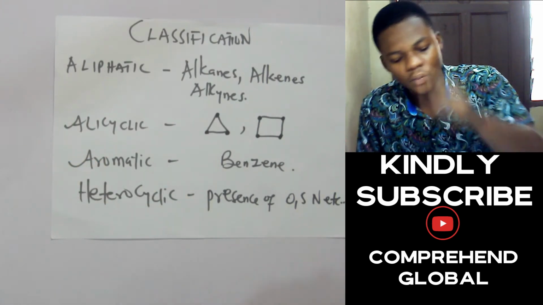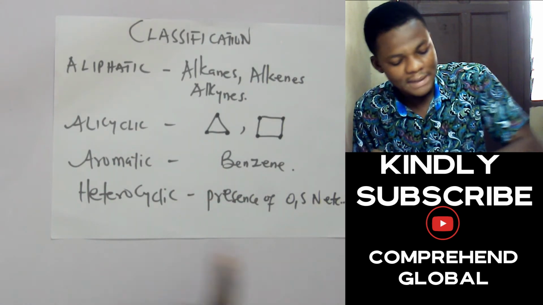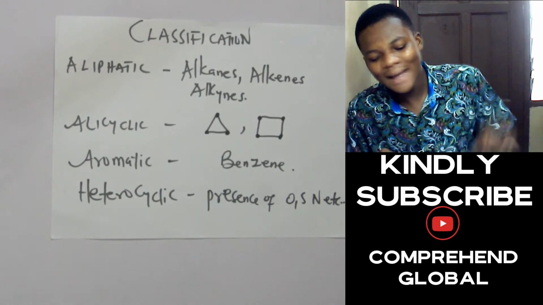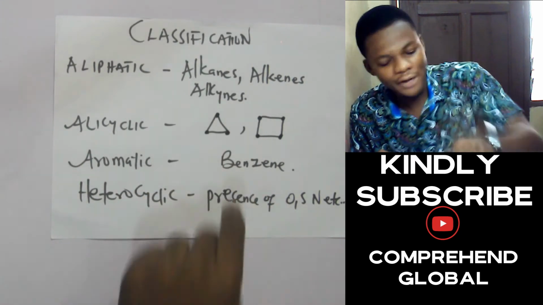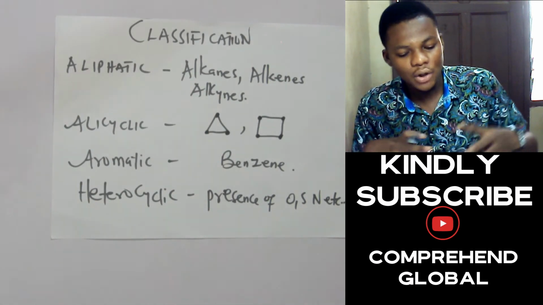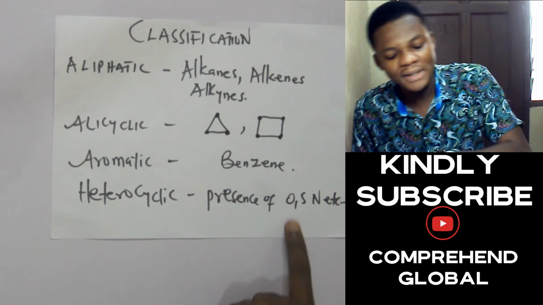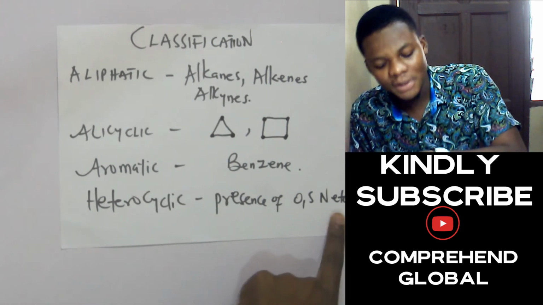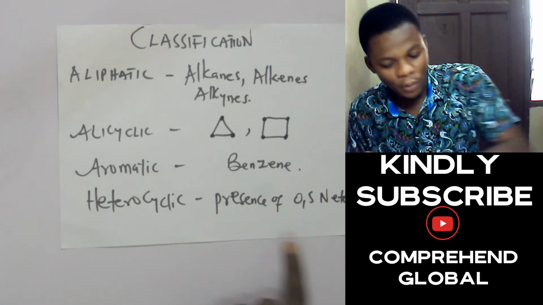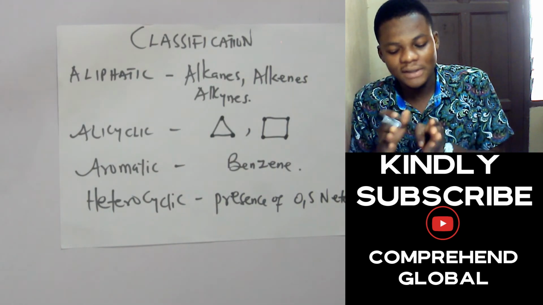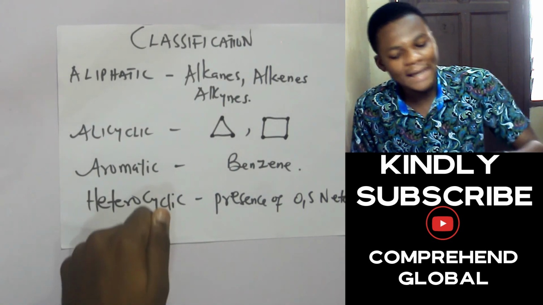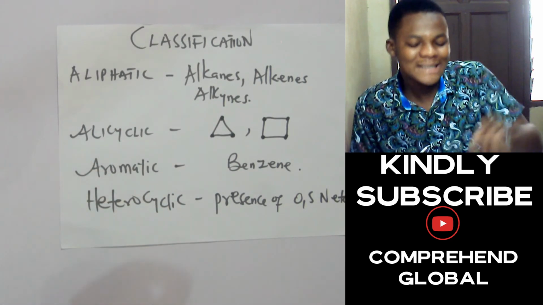We have the aromatics, of which we talk more about benzene. Then we have the heterocyclic. The heterocyclic is the presence of other elements apart from carbon and hydrogen. So heterocyclics are carbon atoms that combine to form rings in the presence of oxygen, sulfur, nitrogen, and probably the halogens. The presence of the heteroatoms, which we have already discussed as oxygen, sulfur, nitrogen, and the halogens, in alicyclic compounds will give you a heterocyclic compound.